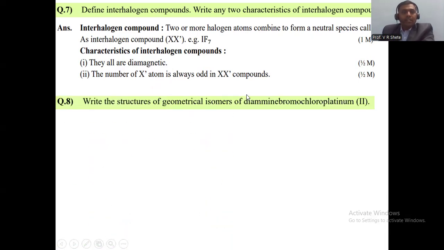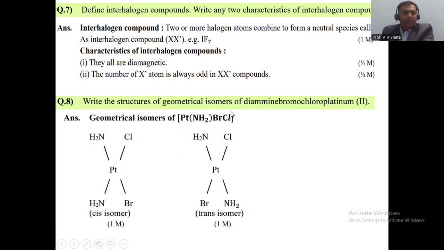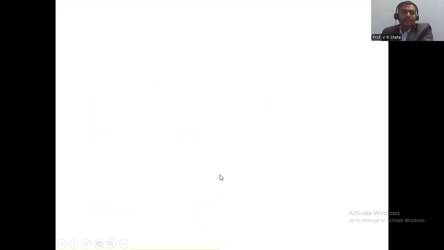Next, give the structures of the geometrical isomers of diamminebromochloroplatinum(II). So we have studied this compound. This is also called cisplatin. So this is the cis isomer, this is the trans isomer. We can draw NH3 in the cis form, and we can draw NH3 in the trans form.